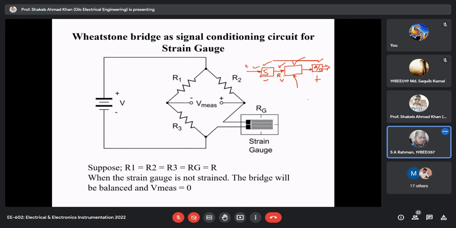Sir, by passing a current. Yes, Sir, by passing a current through it.